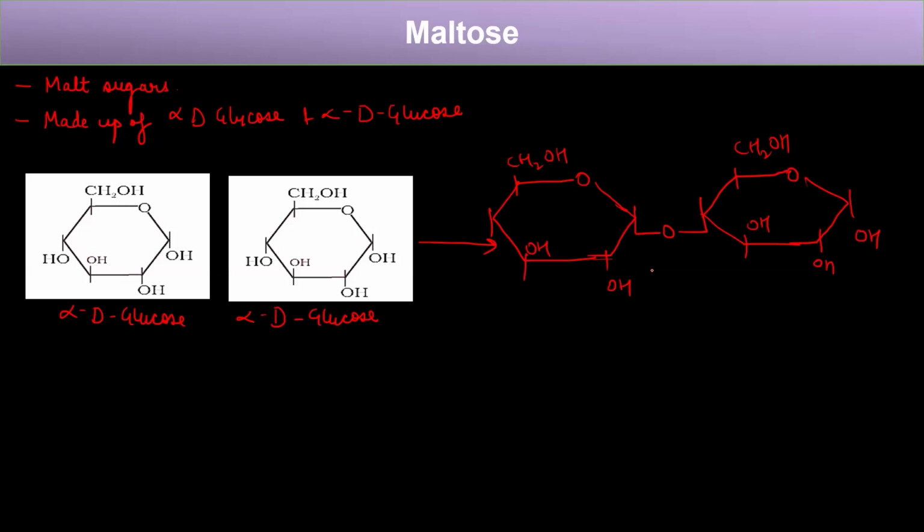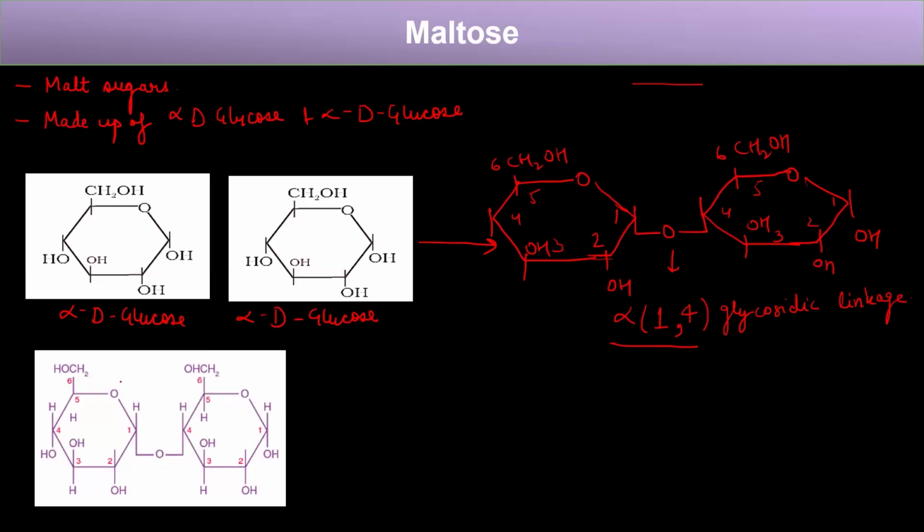Now, if we talk about the linkage, what kind of linkage are we seeing here? If you number, this is 1, 2, 3, 4, 5, 6, and here also 1, 2, 3, 4, 5, 6. Looking at the numbering, which carbons are involved in bond formation and what kind of linkage is it? The linkage we are seeing is linear, something like this, right? This kind of linkage is alpha linkage. And the second thing, which carbons are involved? In the first glucose, the first carbon is involved, and in the second glucose, the fourth carbon is involved. Hence, it becomes an alpha 1,4 glycosidic linkage. So in the case of maltose, the linkage we have is alpha 1,4 linkage, right? This is the structure that I just drew, similar to what I have drawn, and I have just added some detail for clarity.